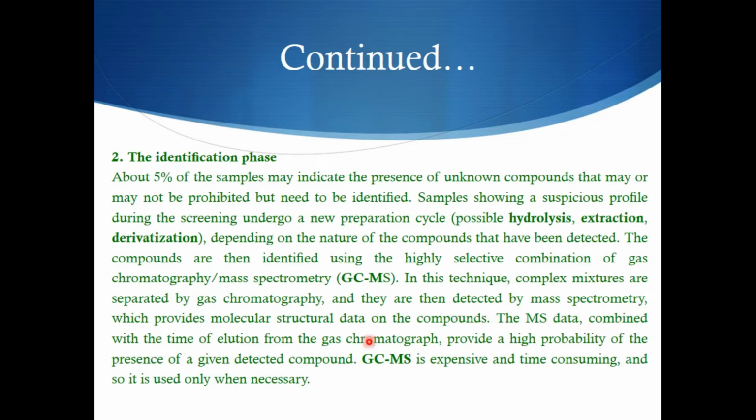The MS data combined with the time of elution from the gas chromatograph provide a high probability of the presence of a given detected compound. So we will compare the mass spectrometric data with the time of elution from the gas chromatograph, and this will give us a high probability for the presence of the given detected compound. GCMS is expensive and time consuming, and so it is used only when necessary.